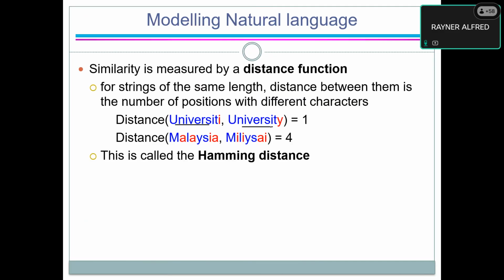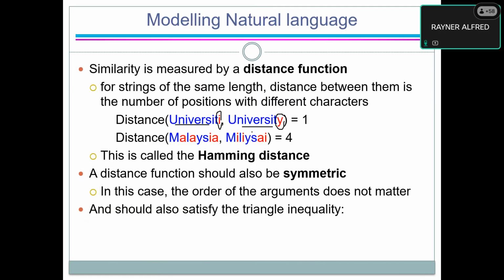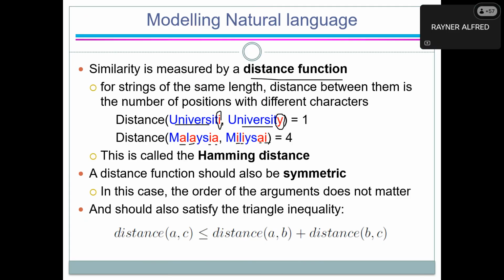For the distance function, using the Hamming distance, this is how many symbols we need to change in order to make them match. So for example, this one has 1 different symbol, and this one has 4. So this is the distance function. We want to see how many characters are misaligned. So this is the Hamming distance.